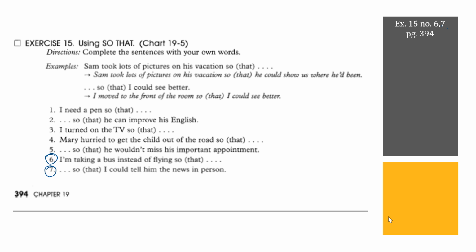Number 6 and number 7. I'm taking a bus instead of flying so that blah blah. Because the structure is still in the form of present continuous, I am taking a bus instead of flying so that blah blah. So the modal that can be used is can. I can see more of the countryside, for example. Number 7, blah blah so that I could tell him the news in person. For example, I texted him privately so that I could tell him the news in person.